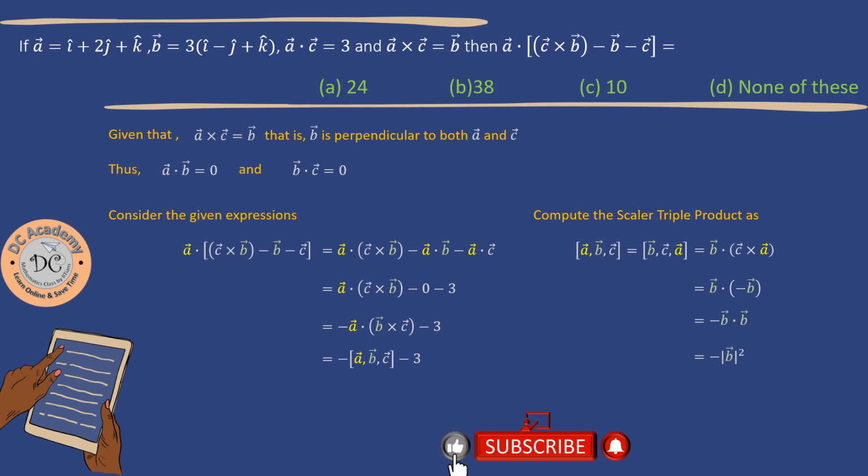Now, as the B vector is already provided to us in component form, we can easily calculate the modulus of the vector, which is obviously 3 squared, minus 3 squared and 3 squared, and based on that simple calculation we can get it as minus 27. Therefore, we can get the required expression value as 24. And that's why for this particular problem, option A is the correct option. And that's it. Hope you understood the problem. Thank you.